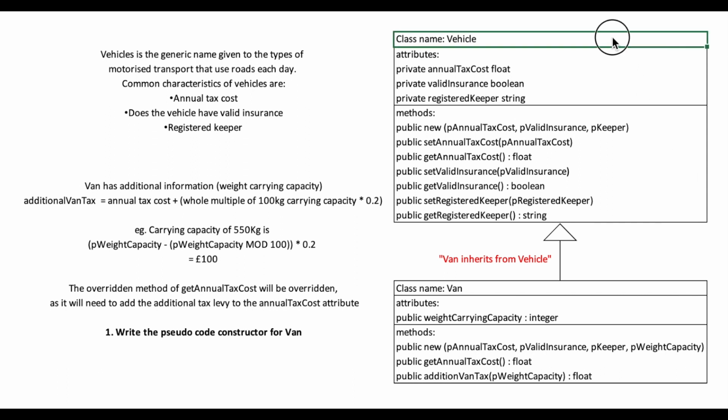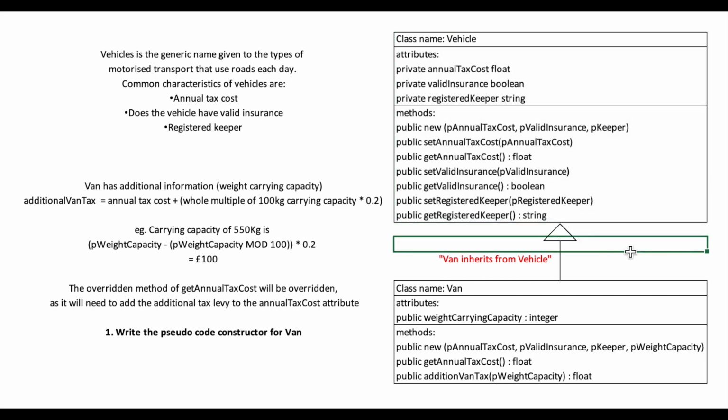So let's quickly look at the vehicle class. We have the class name vehicle, the attributes of the class, followed by the methods of the class. So we have the constructor in our first line, followed by the accessor and mutator methods. Remembering accessor mutators are sometimes known as getters and setters.